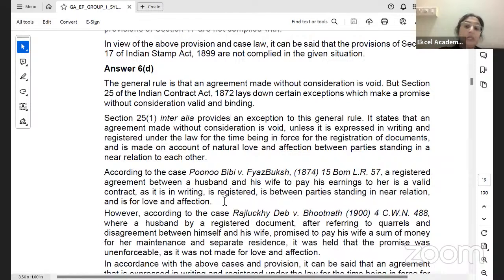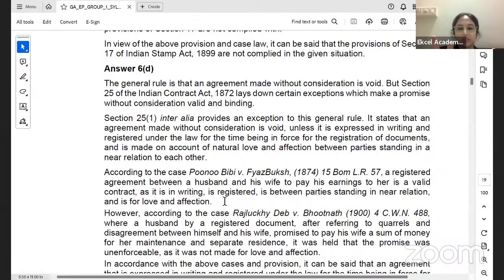Next, will the answer be different? They have changed the situation a little bit. They are asking, will the answer be different if the husband, by a registered document, after referring to quarrels and disagreement between himself and his wife, promises to pay his wife a sum of money for her maintenance and separate residence? Will your answer be the same if there is a quarrel between husband and wife?